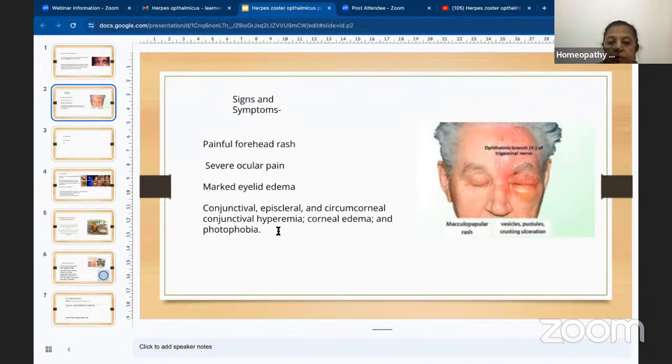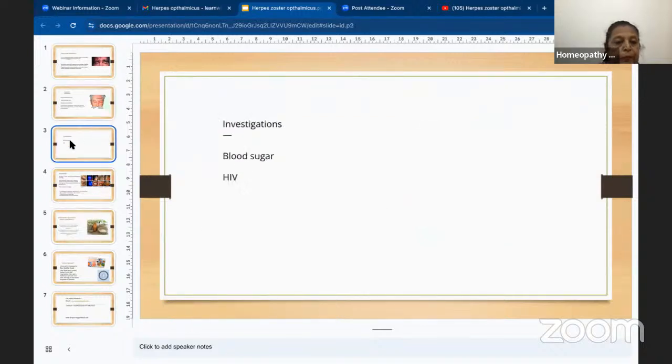So in that, these are the conditions where we have to rule out diabetes. So you have to go for a blood sugar. And very important, in many cases nowadays we are seeing bilateral herpes zoster. In that case, usually you will see an HIV positive patient. So HIV investigation is also a must.